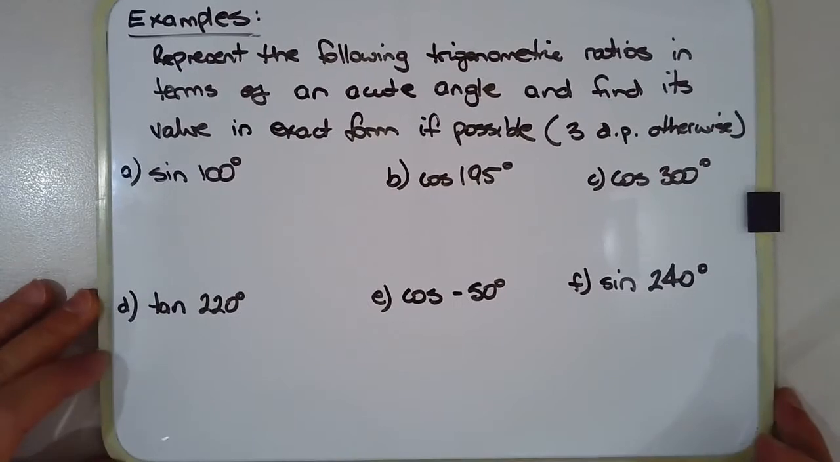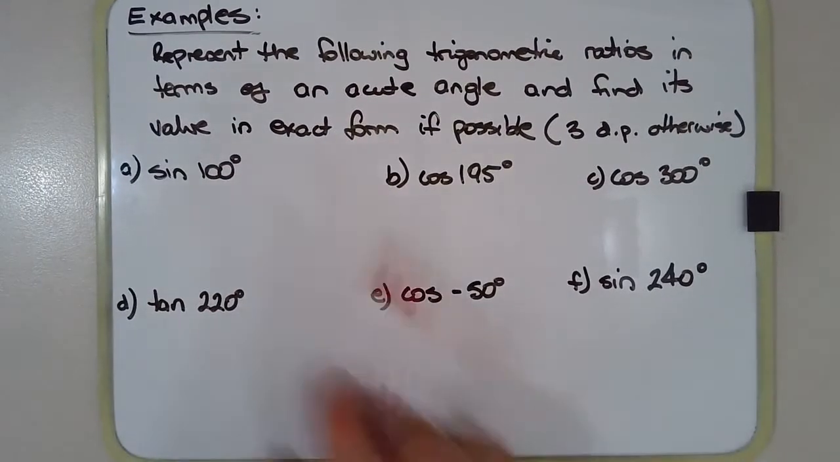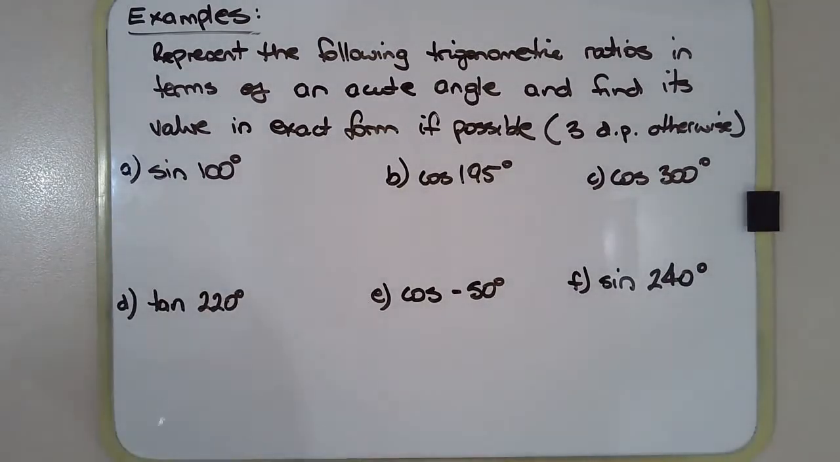Let's have a look at some examples. There are just 6 basic examples there. Represent the following trigonometric ratios in terms of an acute angle, and then find its value in exact form if possible, 3 decimal places otherwise. For sine of 100 degrees, the first thing we do is determine which quadrant that is. In fact, let's do this first for all 6.